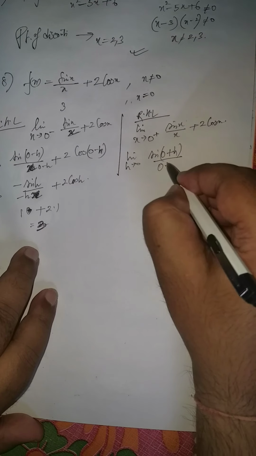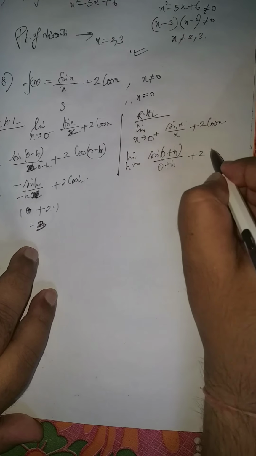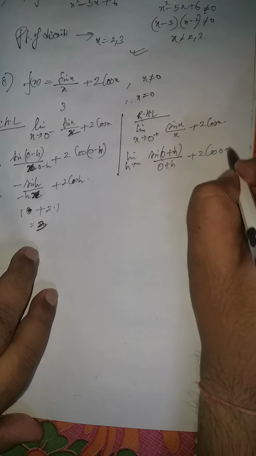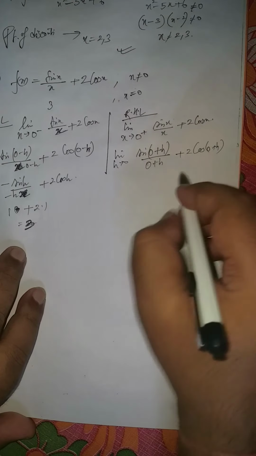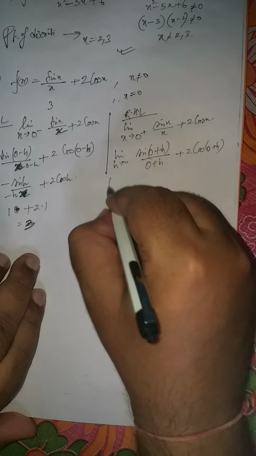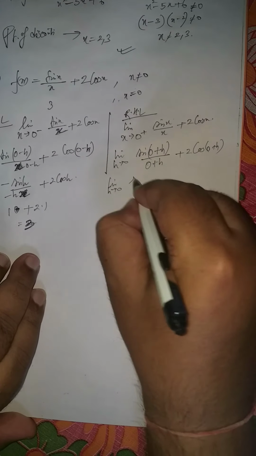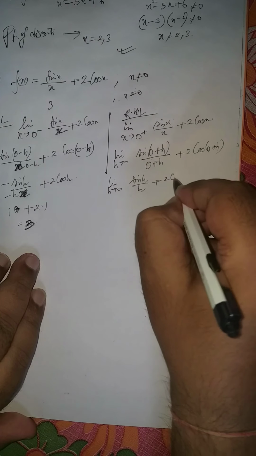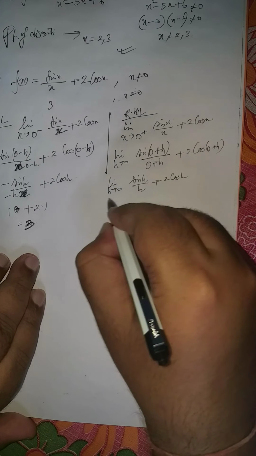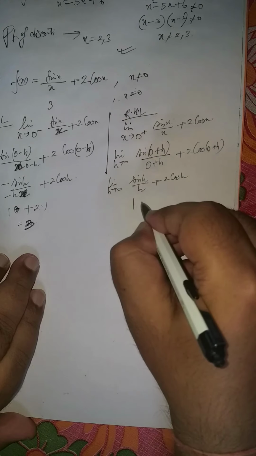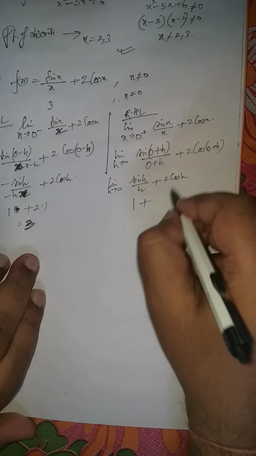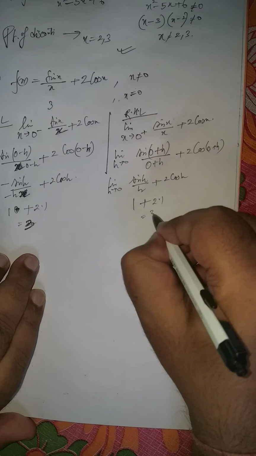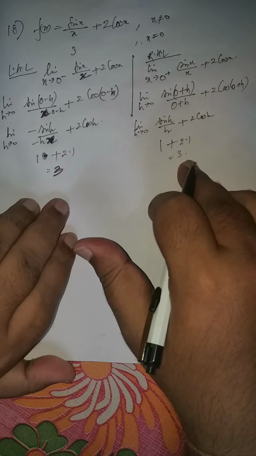RHL: sin of 0 plus h by 0 plus h plus 2 cos of 0 plus h. Now limit h tends to 0, sin h by h plus 2 cos h. This will be 1, you know the limit, and cos 0 is 1 again. 1 plus 2 into 1 is 3. So left hand limit and right hand limit were the same.